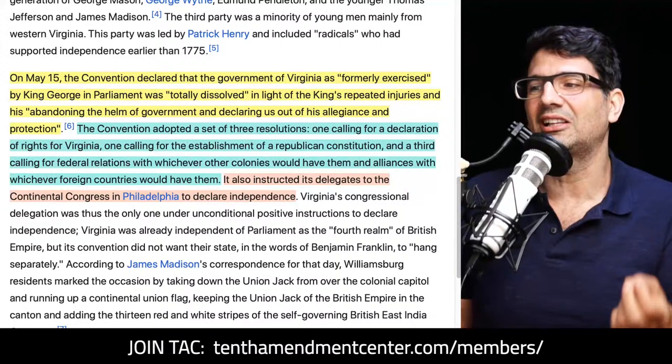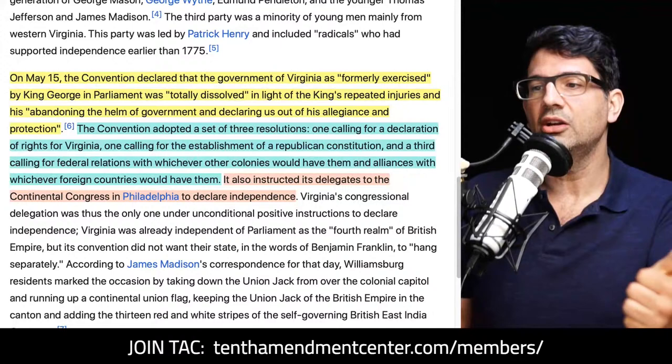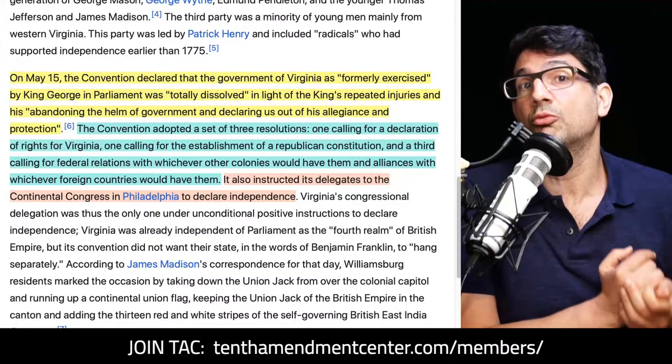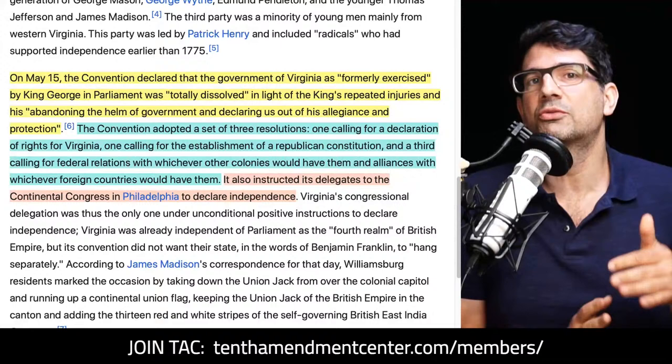The convention adopted three resolutions. One, calling for a declaration of rights in Virginia. This is a very important one. I should probably do an episode just on the Virginia Convention, this fifth Revolutionary Convention in Virginia. They got the Declaration of Rights. We know George Mason's hand was involved there. And we know that James Madison's proposal for the Bill of Rights some years later was really heavily based on George Mason's work back in 1776.